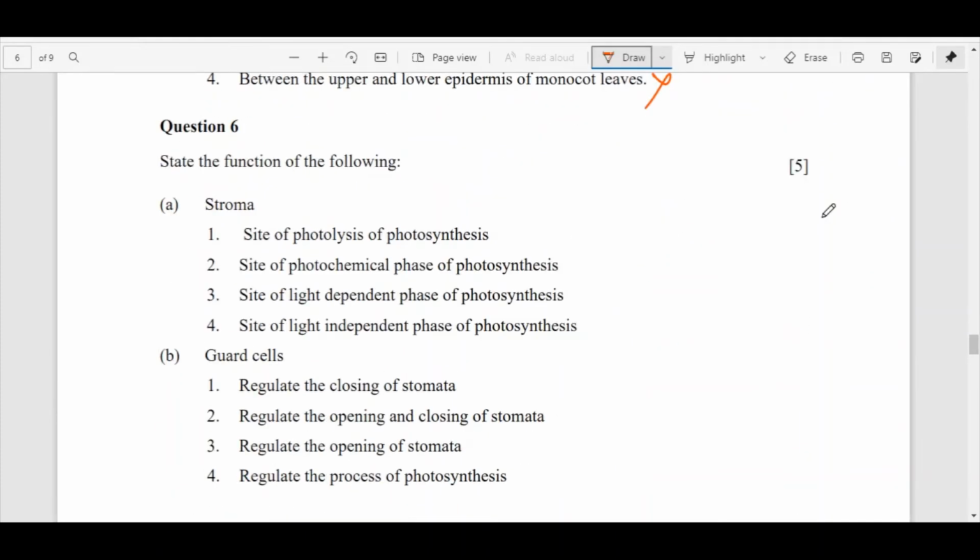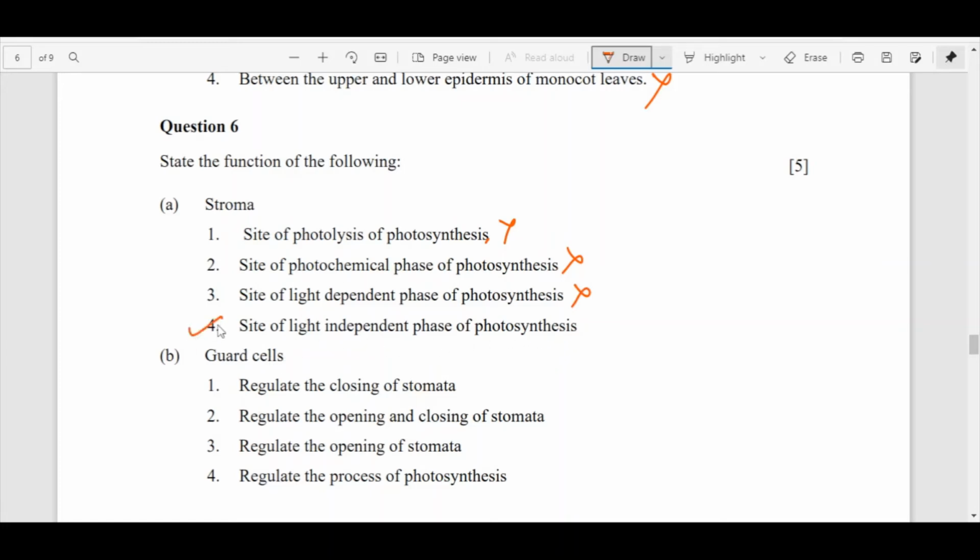Let us move on to the question number 6, which is about like state the function of the following. So here we have to state the function of the given structure. So number A, stroma. And the options are site of photolysis of photosynthesis. Second, site of photochemical phase of photosynthesis. Both are wrong, beta. Third, site of light dependent phase of photosynthesis. This is also wrong because stroma में light independent phase होता है. So let us see the fourth point. That is the right option actually, because rest three are wrong. Site of light independent phase of photosynthesis.